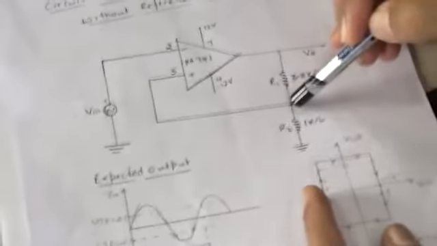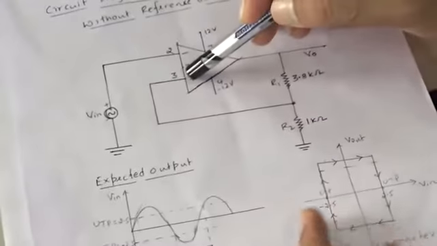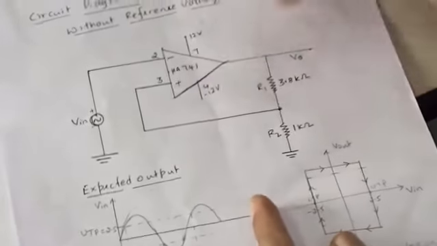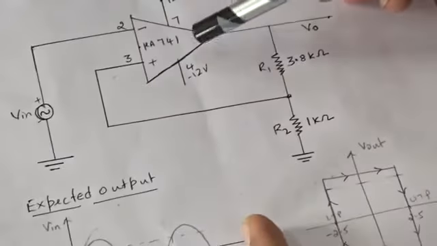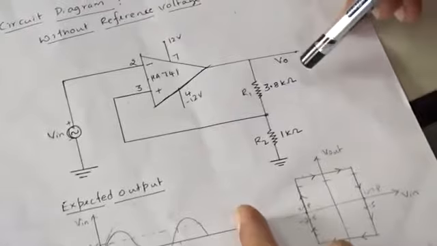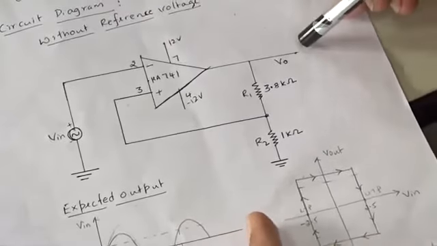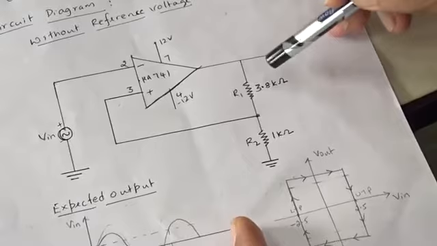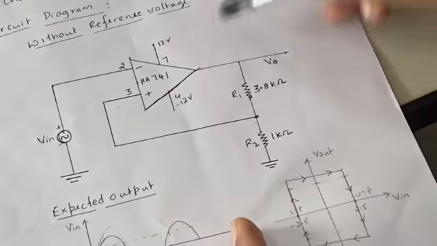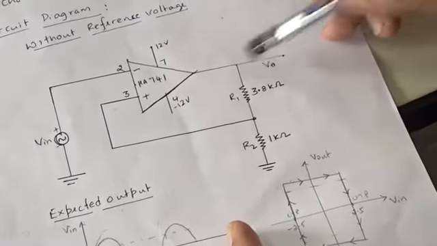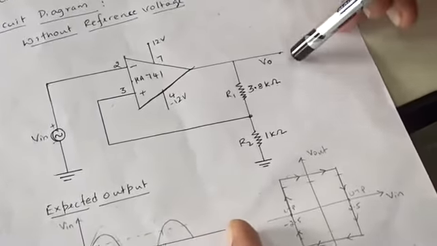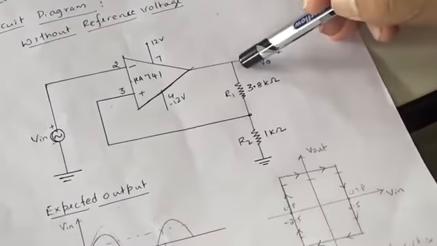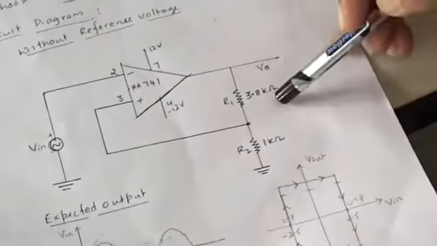From this point you have taken, it is connected to the non-inverting terminal. And by using the circuit diagram only, we will find out the equation for UTP and LTP. That is, by using the potential divider rule, I will obtain UTP is equal to one equation and the LTP also one equation, that is by using the potential divider rule. So this is about the circuit diagram.